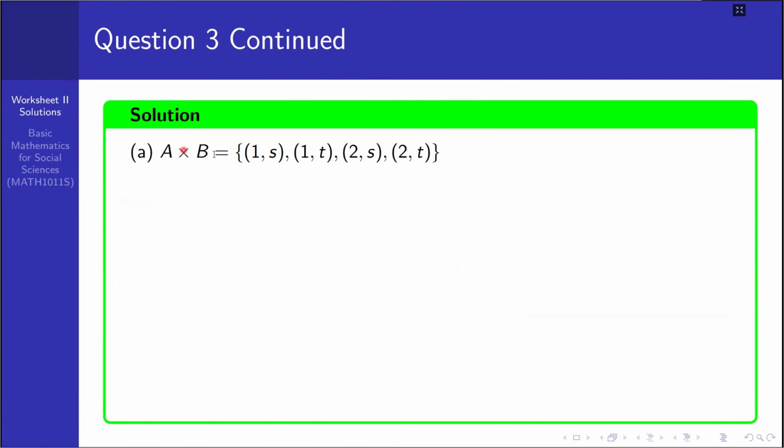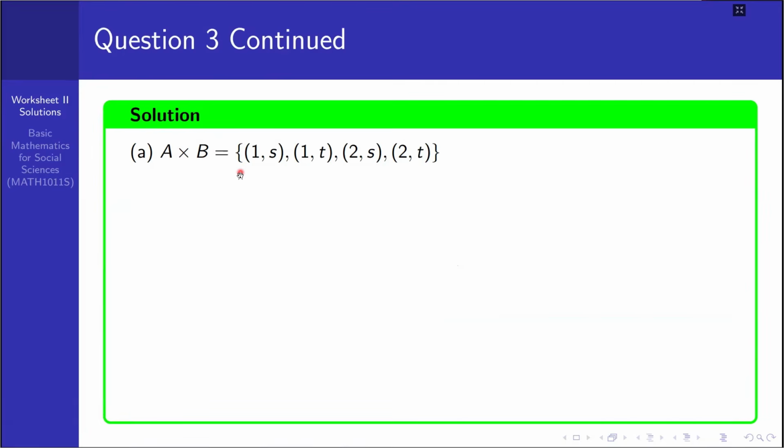We know that the cross product of any two sets A cross B is the set containing ordered pairs of the form (a, b), where the first entry is selected from the elements of the first set, and the second entry of each ordered pair must be selected from the elements of the second set, that is set B in this case.